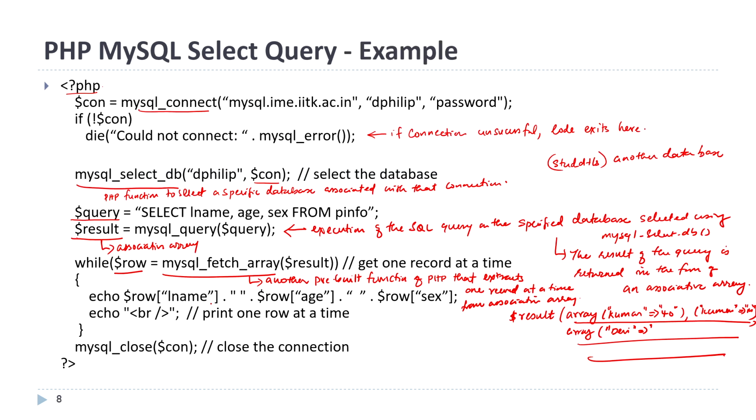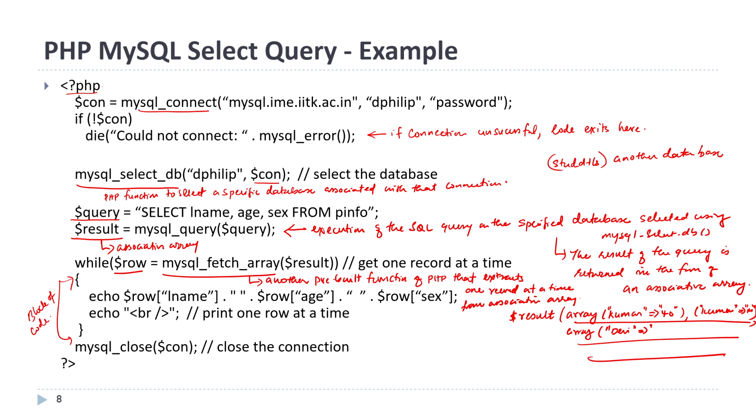Okay. So, for lname it will print the last name as Kumar, for age it will print it, and for sex it will print it. Then you add a line break and it will keep on repeating all of this. So, while $row is equal to mysql_fetch_array($result), if there is one row to return, then the condition is true. So this whole condition will remain true, remember. This is the block of code of the while loop.